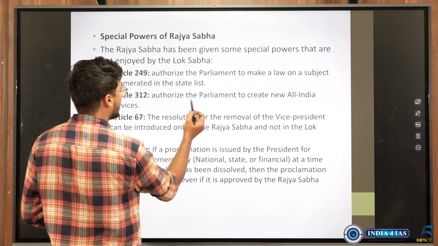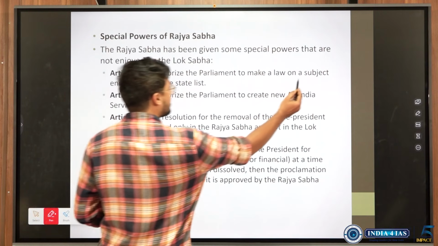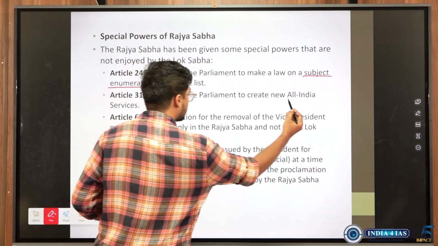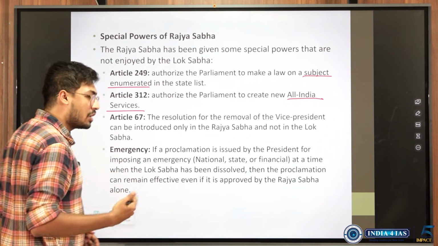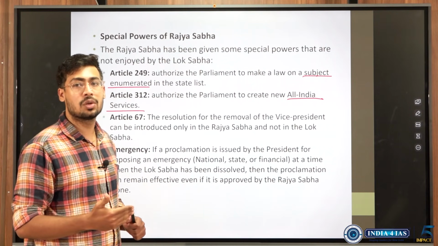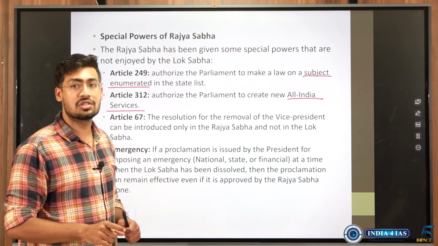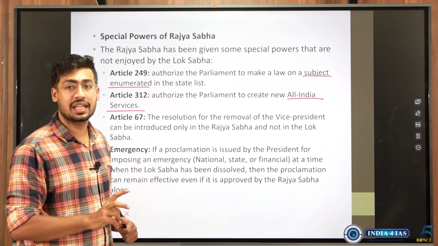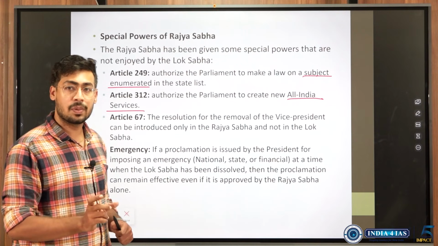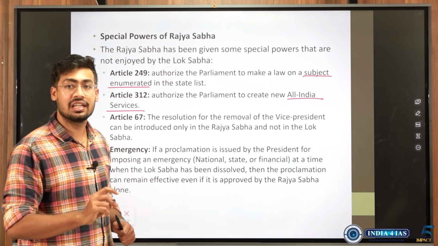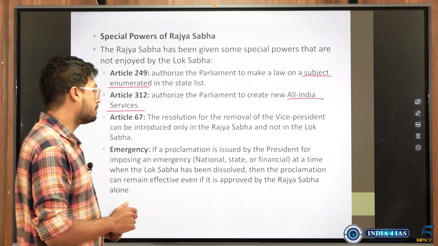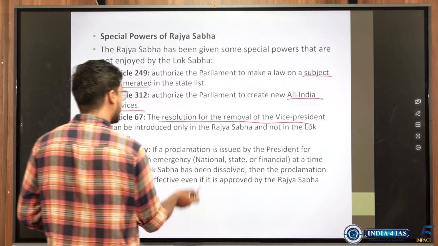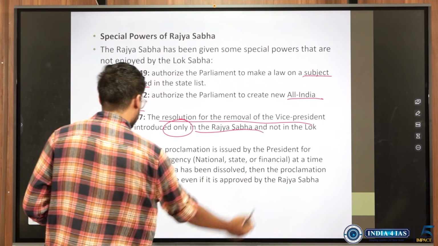See, Article 249, Parliament to make a law on the subject which is in the state list. So this is a Rajya Sabha special privilege. To create all India services, then Rajya Sabha. One more thing which I wanted to tell, if there is a resolution to remove the vice president, then such a resolution has to be initiated by the Rajya Sabha only. To remove the vice president, Lok Sabha cannot initiate it. Rajya Sabha will have to initiate it, Lok Sabha will have to agree to it by majority. See, the resolution for the removal of the vice president can only be introduced in Rajya Sabha. This is also a special power.